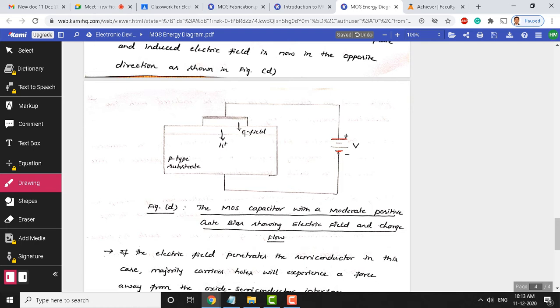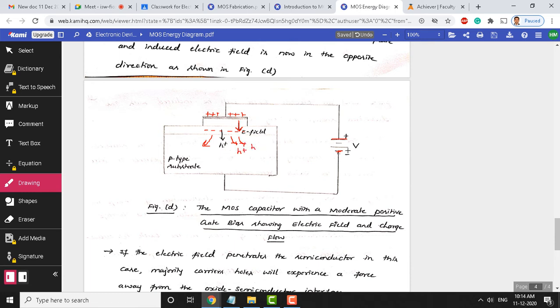The electric field is now in the opposite direction, from the gate to the substrate. This is the direction of the electric field when the voltage is changed, and also look at the direction of hole movement. Since positive charges are supplied to the top metal plate, negative charges will start inducing, and all the holes, which are the majority charge carriers, get repelled because of the positive charges applied to the gate. So now holes will move away from the oxide semiconductor interface. This is the direction of holes.